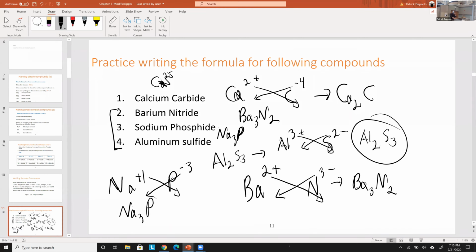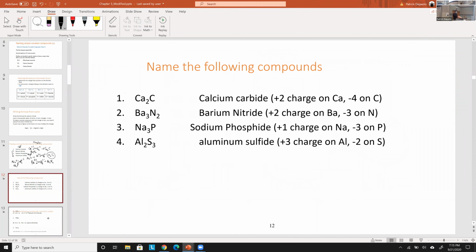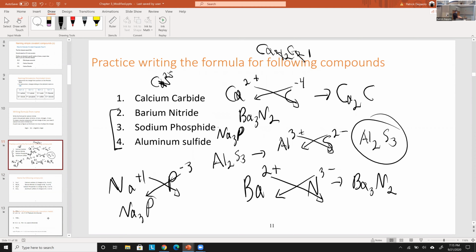Couldn't the calcium carbide, the crisscross will work for that if you simplify it? Exactly, it does. So yeah, it's not like it doesn't work, it always works. But if you're doing it blindly, let's say you're learning this quick and you don't really know what you're doing, you get on the test, you're frantic, you do crisscross, all right, Ca4C2, that's not right. So you'd have to simplify. So good. All right, cool. So let's move on.